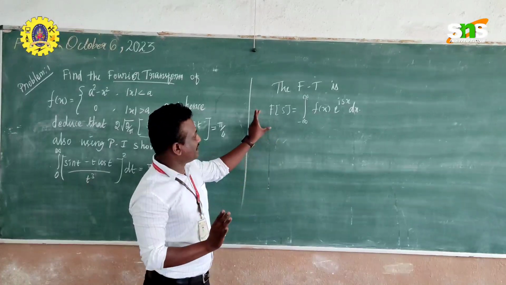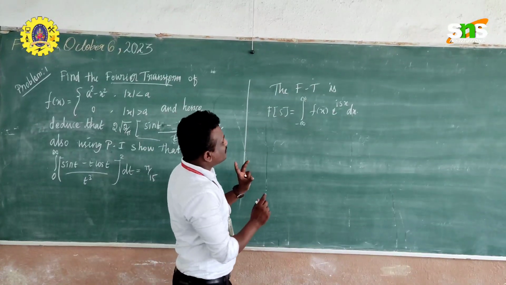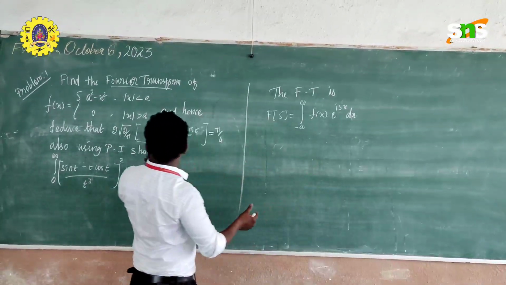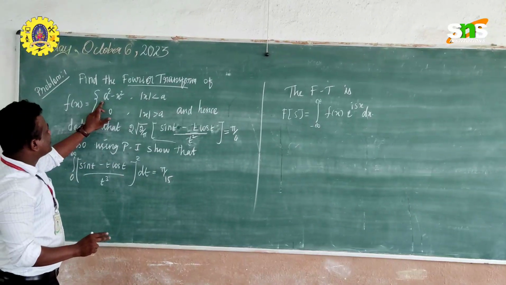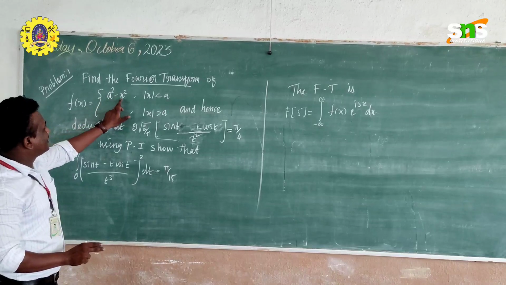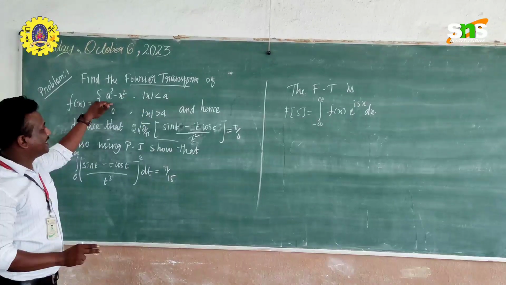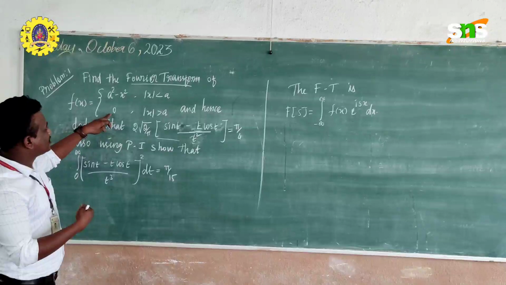First write Fourier transform formula. Then substitute all the results which you have in your question itself. So here we know very well what is f of x. F of x is just a square minus x square. Only in the range we are having results. All other results are 0.